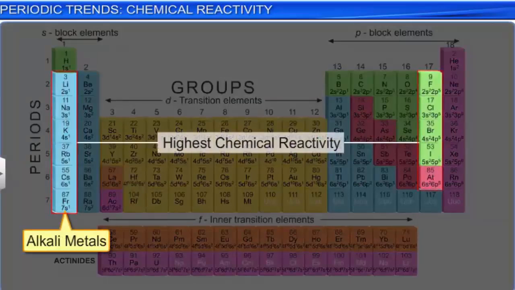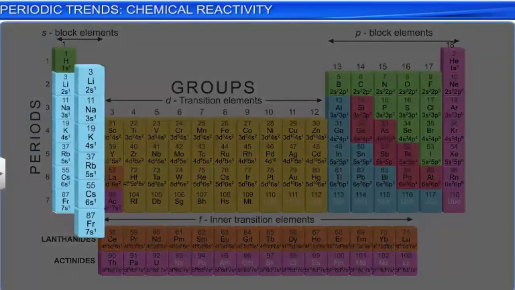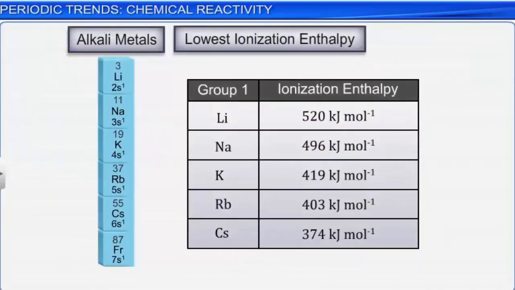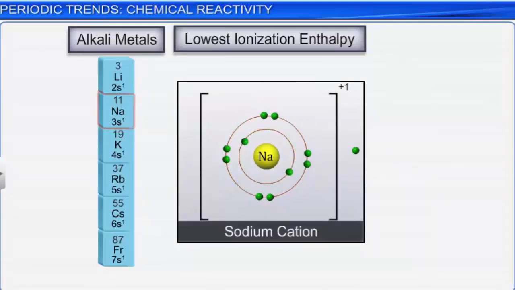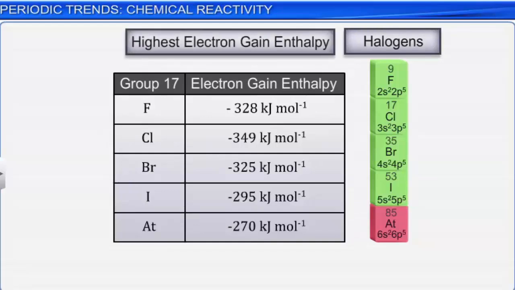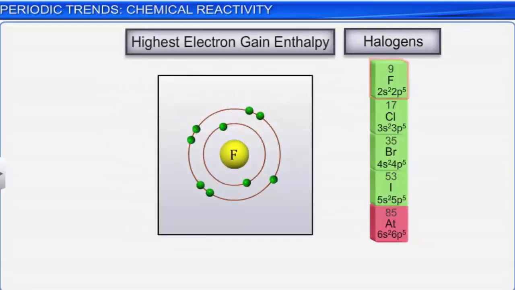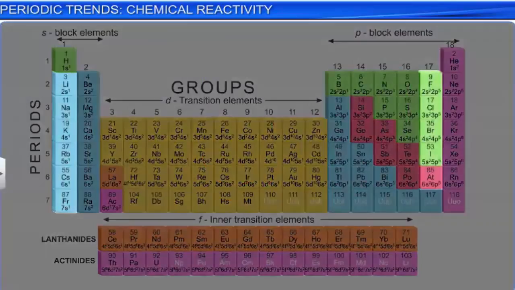The maximum chemical reactivity at the extreme left of a period among the alkali metals is due to the lowest ionization enthalpy, which enables it to lose an electron that leads to the formation of a cation. On the other hand, the maximum chemical reactivity at the extreme right among halogens is due to the highest electron gain enthalpy, which facilitates an atom to gain an electron, leading to the formation of an anion. This property of forming cations and anions can be related to the oxidizing and reducing behavior of the elements.